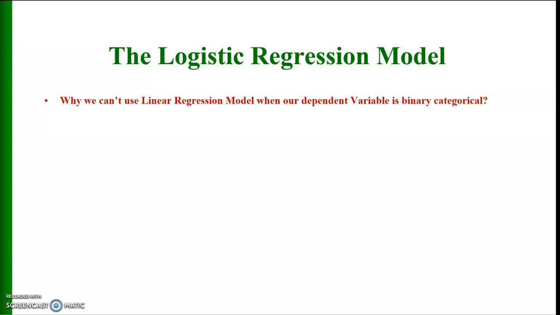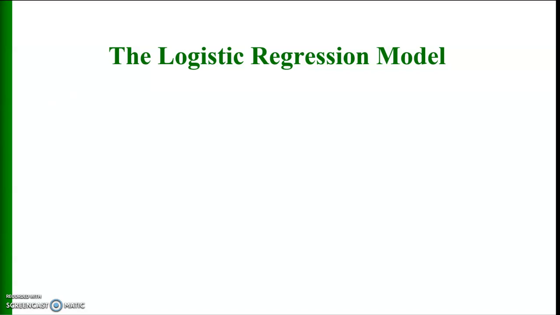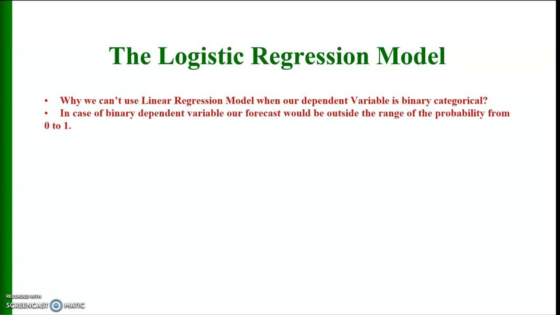If you remember, in my previous video, I raised this question: why can't we use a linear regression model when our outcome variable is dichotomous or binary categorical? The answer is that in case of a binary dependent variable, our forecast could be outside the range of the probabilities from 0 to 1.